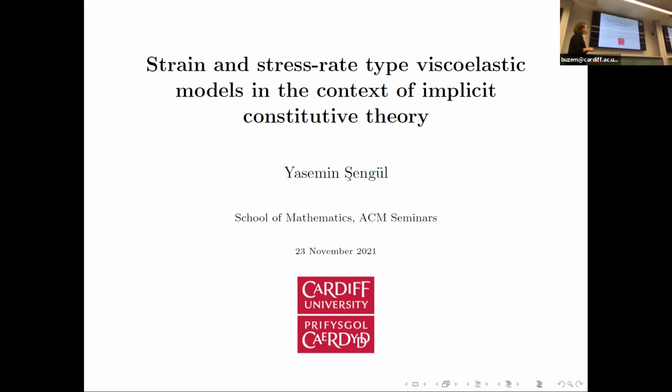So today my talk will be about strain limiting theory, which I will give the definition of in a minute, but more generally, it is in the context of implicit constitutive modeling. And more specifically, I will talk about strain rate type viscoelastic models and stress rate type viscoelastic models. I have recently been interested in strain limiting theory, and I will just briefly go through what my contribution has been to the theory.